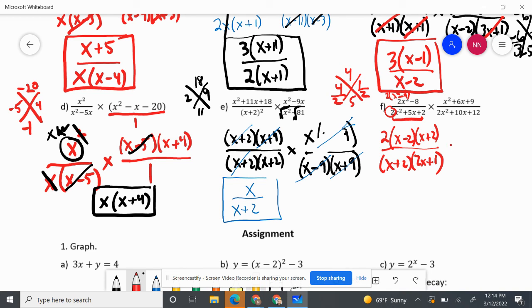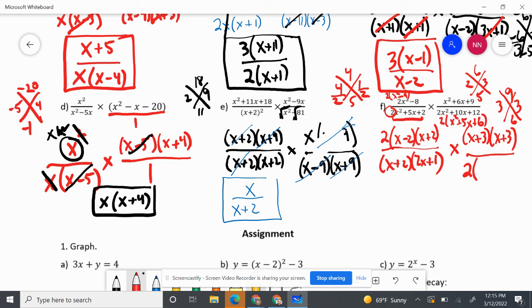For the numerator on the second one, 2 numbers that multiply together give me 9, add up to 6 would be 3 and 3, so that would be x plus 3 and x plus 3. And for my other one, I notice that they have a 2 in common. So if I factor out a 2, I get x squared plus 5x plus 6. So that would be 2 numbers that multiply together give me 6, add up to 5. That would be 2 and 3. So I make sure I keep the 2 on the outside, and then I have an x plus 2 and an x plus 3.